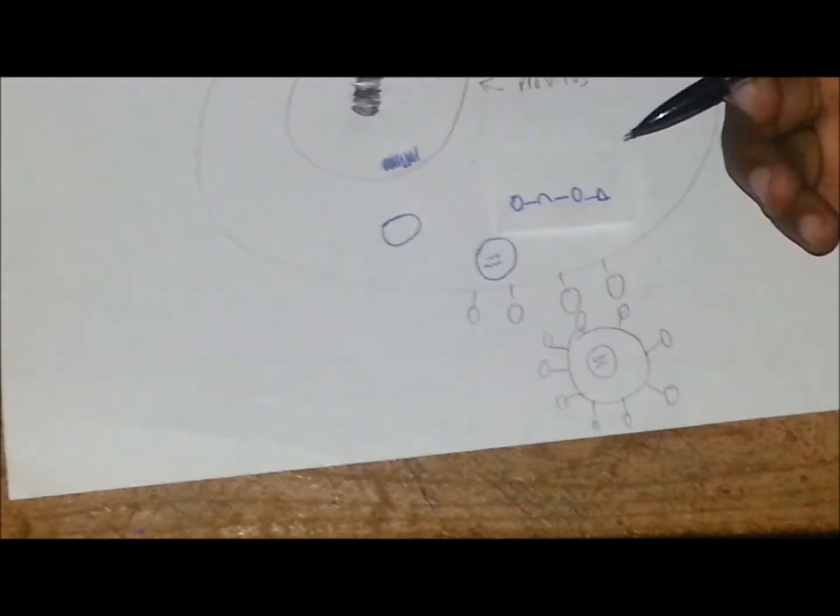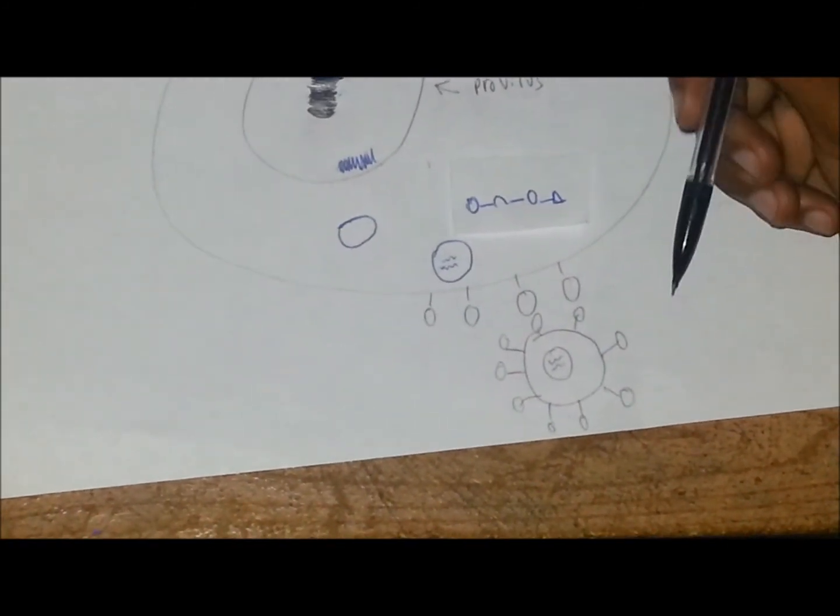And the reason it steals the outer envelope from the host is because it contains glycoproteins, which is necessary to bind, like I said before.